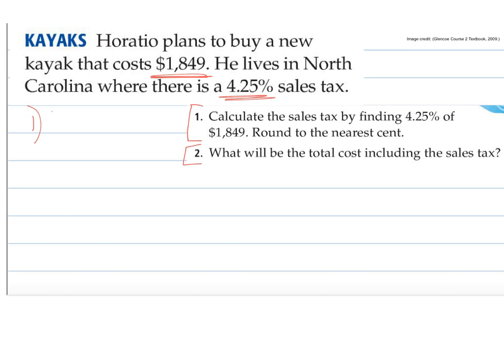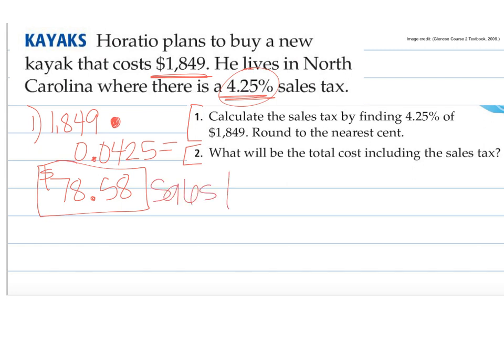So we need to do $1,849 times, and I changed my percent to a decimal, so 0.0425. So I do 1,849 times 0.0425, and I get $78.58.